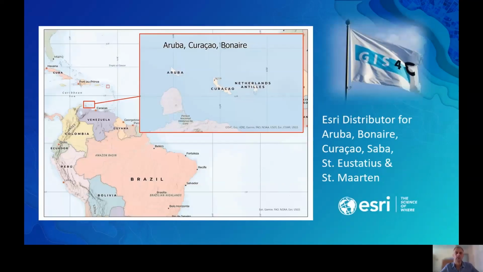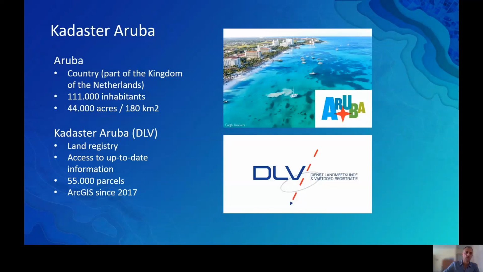First, GIS4C, which stands for GIS for the Caribbean, operates in the Dutch Caribbean islands. As you can see in the map, Aruba, Curaçao, and Bonaire are the islands located off the coast of Venezuela. And in the northeastern part of the Caribbean, there are the islands of Saba, Sint Eustatius, and Sint Maarten. This presentation is on Aruba, which is a country in the Kingdom of the Netherlands.